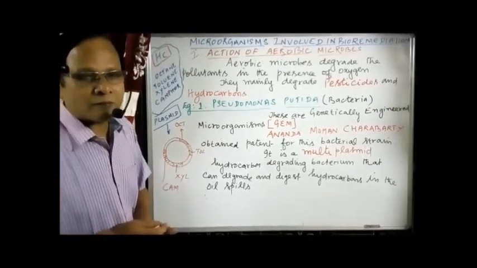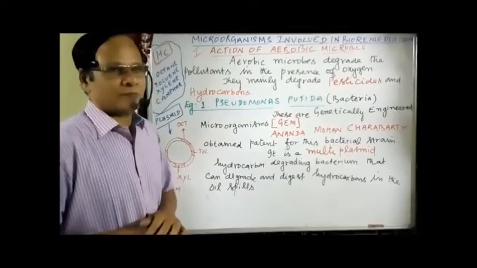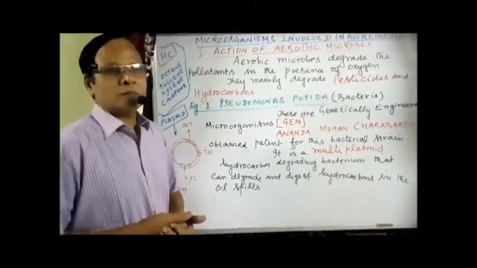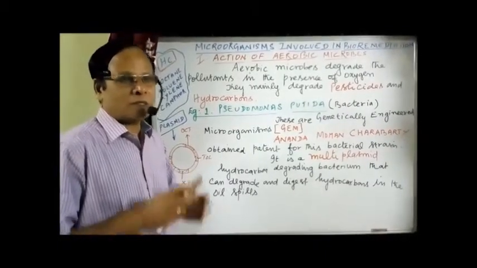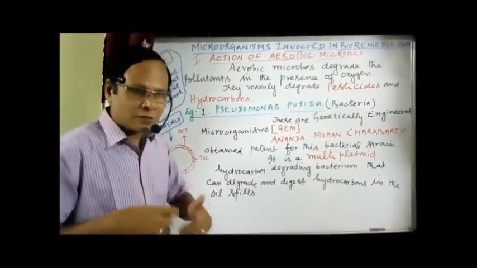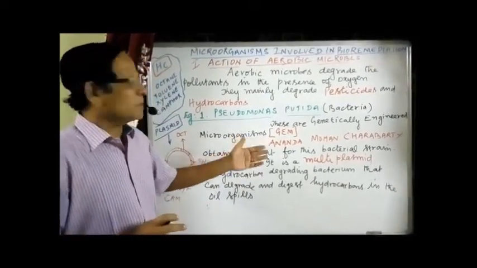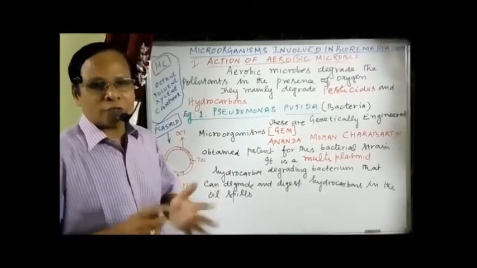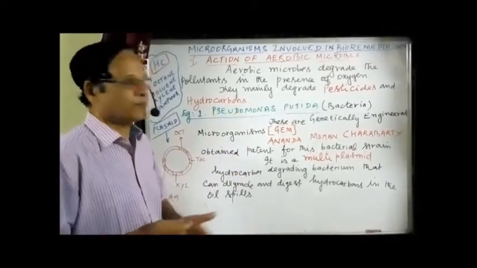In our syllabus, three examples are given. All three are bacteria. Number 1, Pseudomonas putida. This bacterium is a genetically engineered bacterium. It does not exist naturally; it is modified through genetic engineering. So these are genetically engineered microorganisms, or simply GEMs. It's a bacterium.